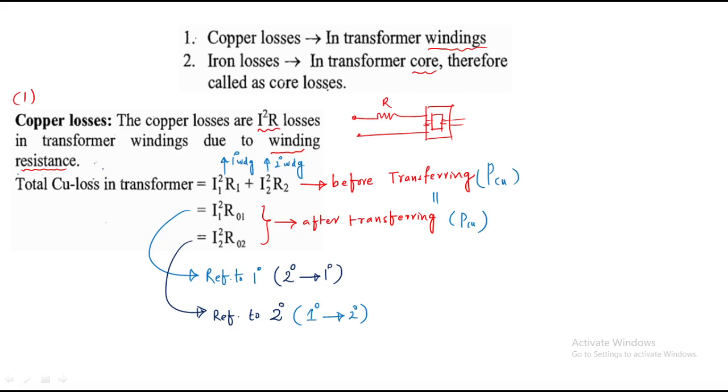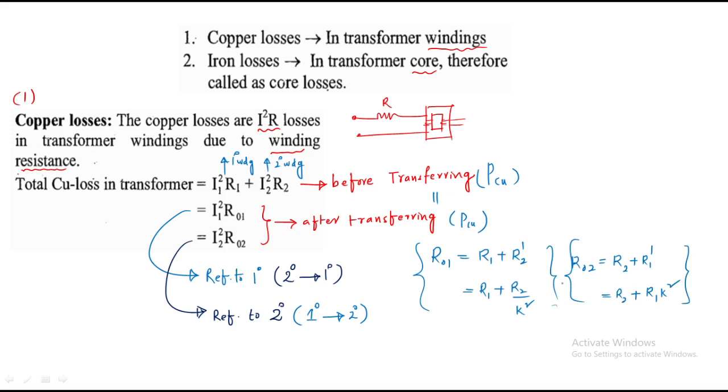So these are the total copper losses in a transformer: before transferring, and I1 square R01 referred to primary, I2 square R02 referred to secondary, where R01 and R02 are nothing but R01 equals R1 plus R2 dash, where R2 dash is R2 by K square. Like that, R02 equals R2 plus R1 dash, where R1 dash is R1 into K square, right? These are the equivalent resistances referred to primary as well as secondary.